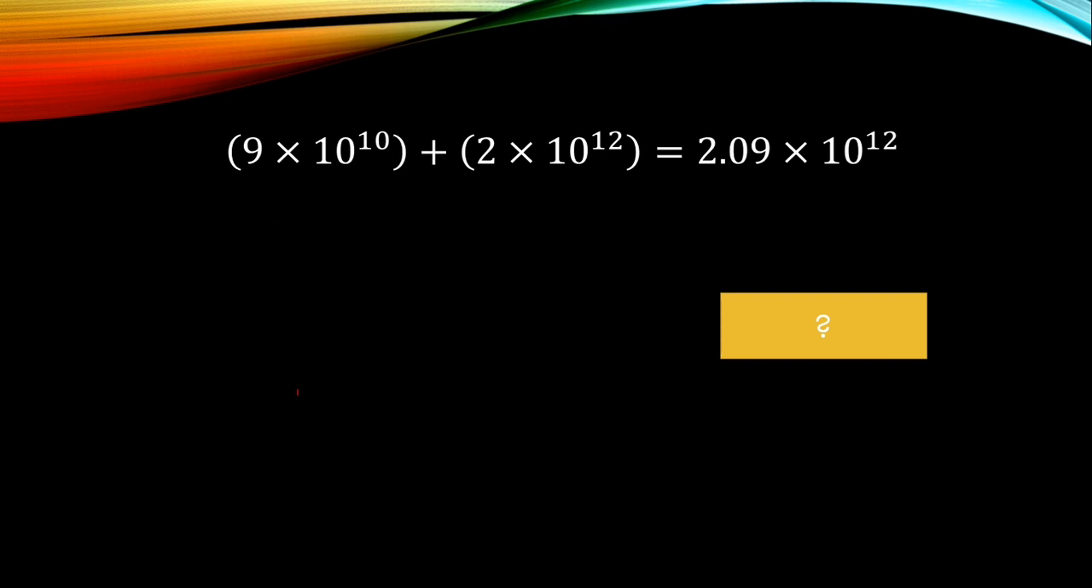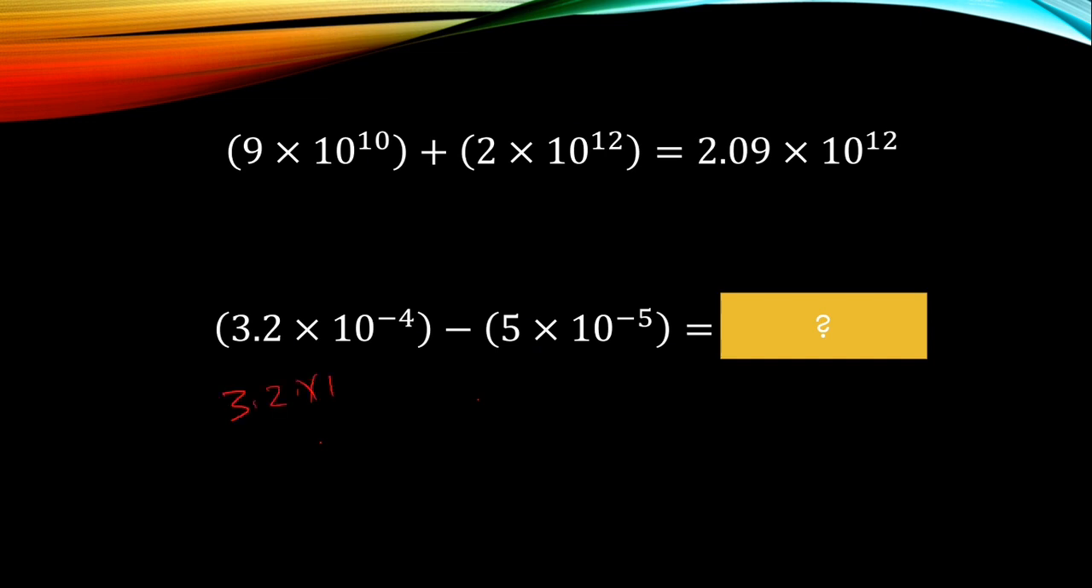The last question is 3.2 times 10 to the power minus 4 minus 5 times 10 to the power minus 5. Since minus 4 is the bigger number here, we need to convert this number to a power of minus 4. So it will be 3.2 times 10 to the power minus 4 minus, here you can see we can play around with this number to become 0.5 times 10 to the power 1, right? And then times 10 to the power minus 5. You can already see that 1 minus 5 is going to give us minus 4.